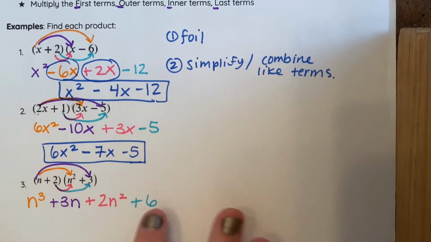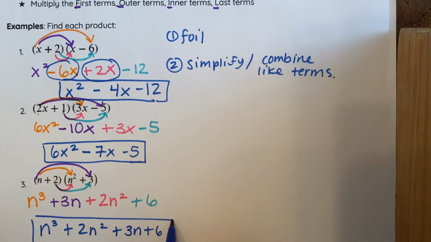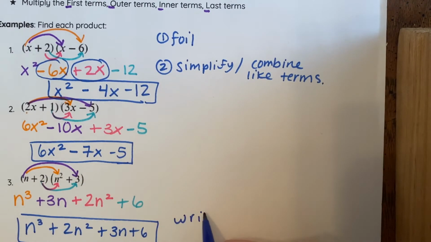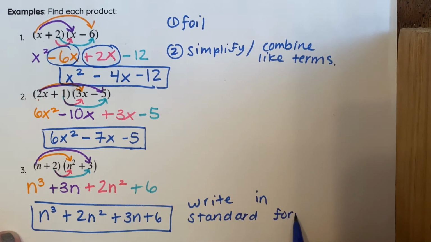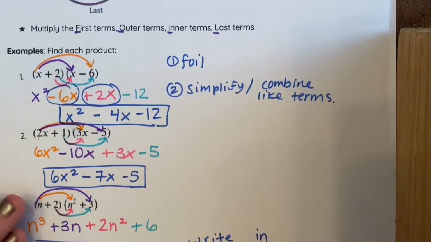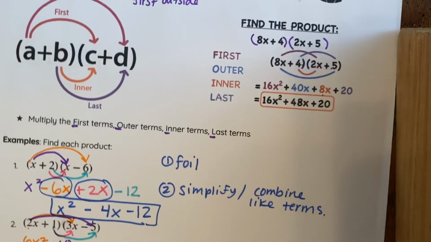All right, so then we just want to make sure we're writing this in standard form. There's nothing we can simplify here, but let's just write it in standard form where we decrease. It's good practice. Takes us back to lesson 1. So we'd have n cubed plus 2n squared plus 3n plus 6. Right, so these are our first 3 examples for the FOIL method. And then there's 3 more on the next page.